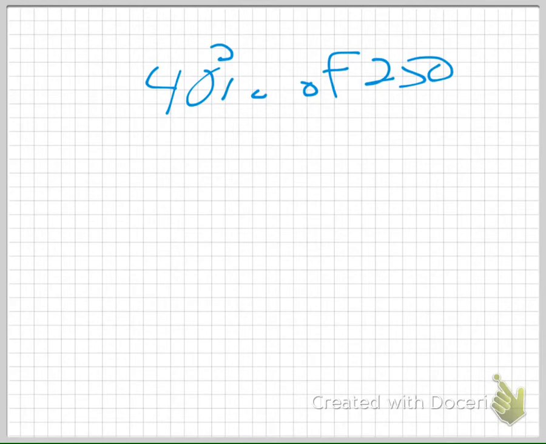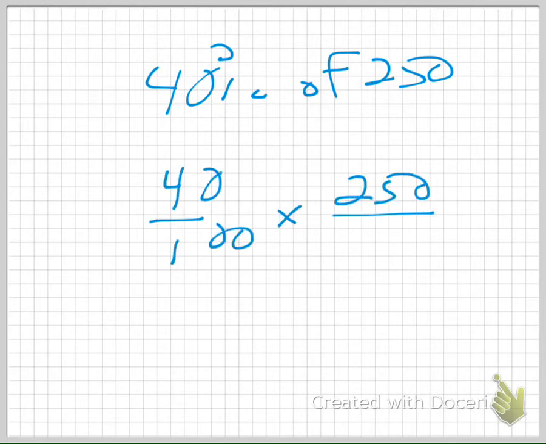So 40 over 100 times 250. Let's divide this by 50 and make this a 2, and make this a 5, right? Now what? Oh, I didn't divide by 2. 40 times 5 is 200 over 2, which is 100.